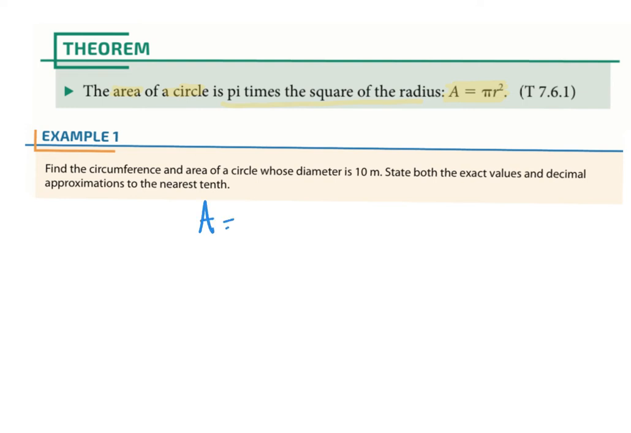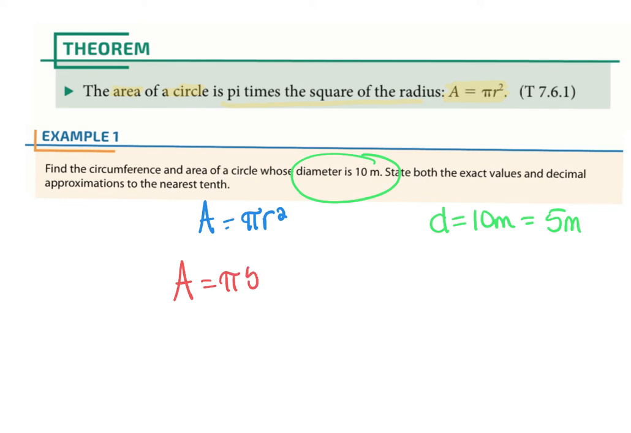The area is pi r squared. They gave me diameter. If my diameter equals 10 meters, what is my radius? All right, so 5 meters. Area, that's rather easy. An exact area would be pi times 5 squared. So 25 pi. This is what they mean by exact. 25 pi is my exact value.